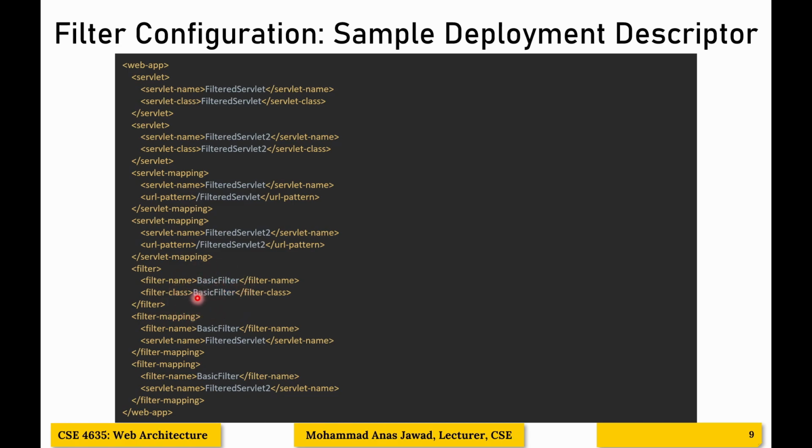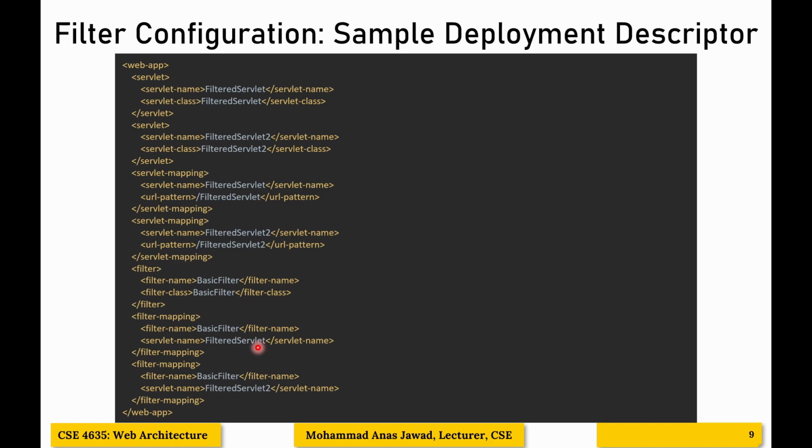So to define that, we use the filter mapping element. Inside the filter mapping element, we have two other elements, filter name and servlet name. Inside the filter name tag, we write down the name of the filter which we are mapping, and inside the servlet name element, we write the name of the servlet to which this filter needs to be mapped. So for this example, we have stated that the name of the filter is basic filter, and the servlet to which we are mapping this basic filter is filtered servlet.